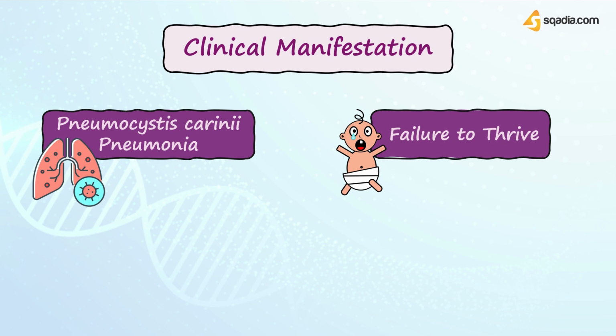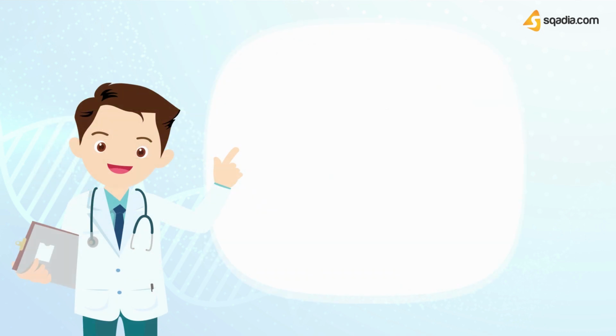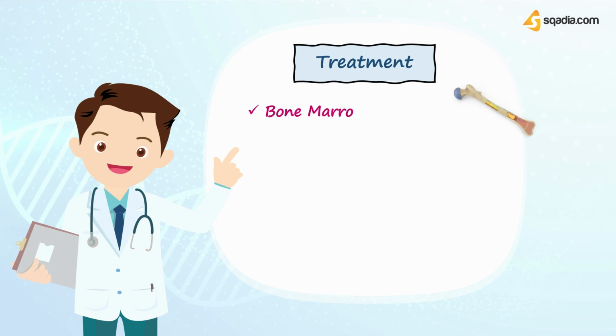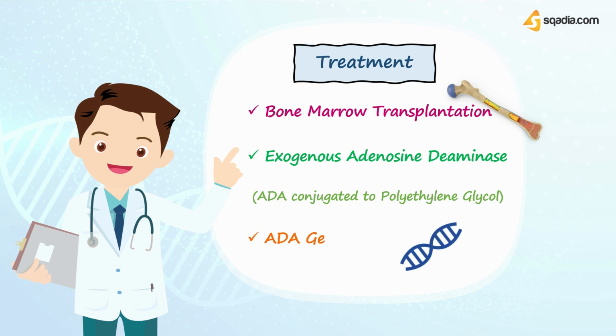Pneumocystis carinii pneumonia is a fungal infection of the lungs. Graft versus host disease will often develop after transfusions. Now, what should be your approach to this patient? Well, the treatment option you have is bone marrow transplantation as a source of stem cells, or administration of exogenous adenosine deaminase, ADA, conjugated to polyethylene glycol. That may improve immunologic function and clinical status.